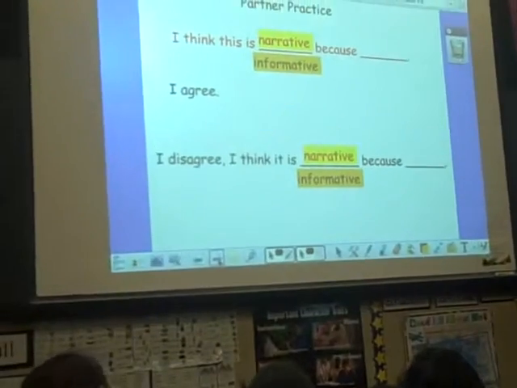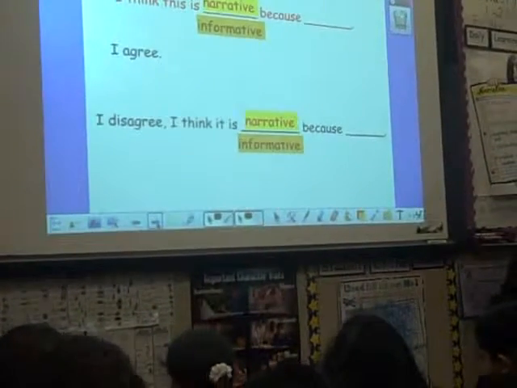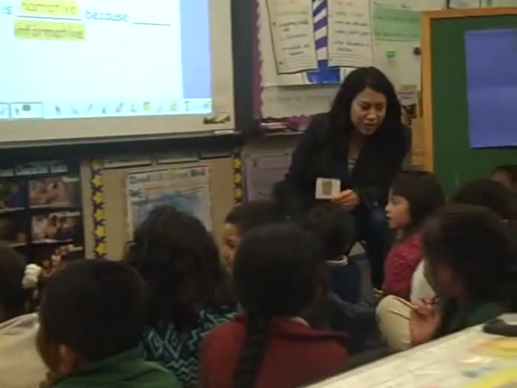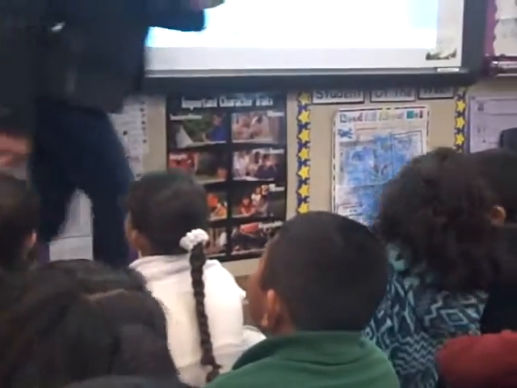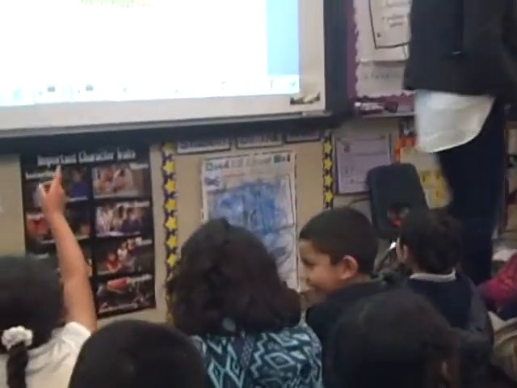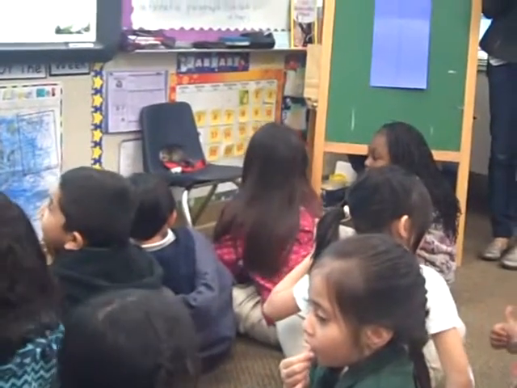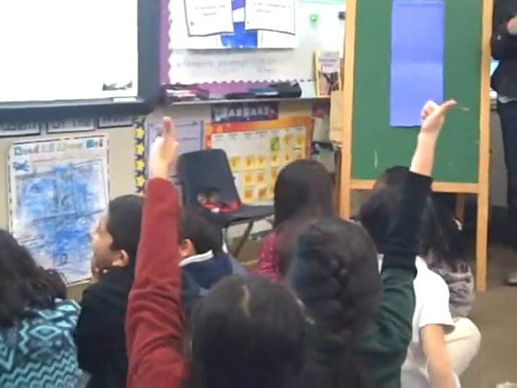Think about it. Okay, can you turn to your partner and tell them what you think it is? I love the way you guys turned knee to knee right away. Use your sentence frame. I'll show you all the picture. I think this is blank because blank. Okay, back on your spot. Thumb up when you're ready.